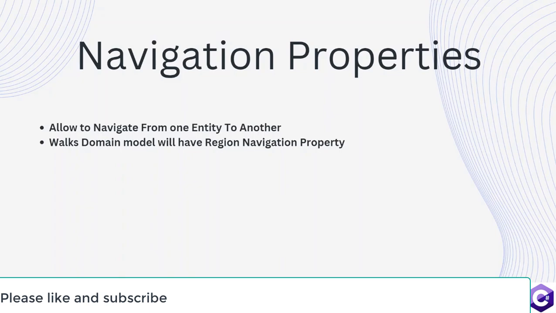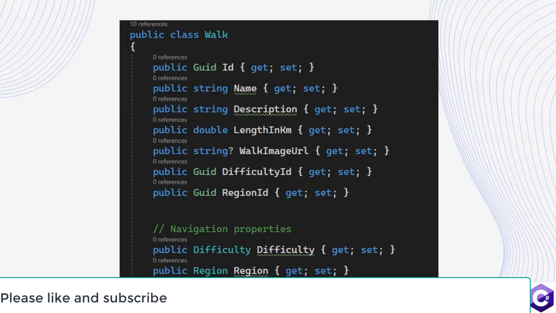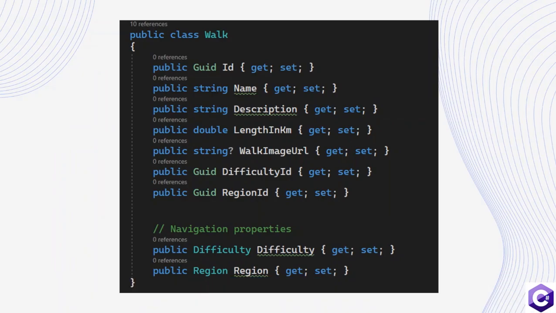Navigation properties are typically defined in the form of an object or collection of objects that reference another entity or entities. For example, if you have two entities in your database such as walk and region, you might define a navigation property in the walk class to represent the region this walk is present in. That's what we have done in our application as well. We have a walk class, and at the bottom of the class, we have defined the navigation properties that define the relationship between a walk and a difficulty, and also a walk and a region.